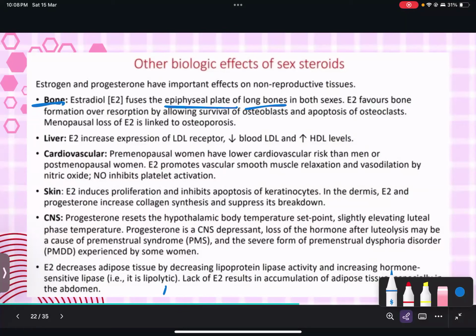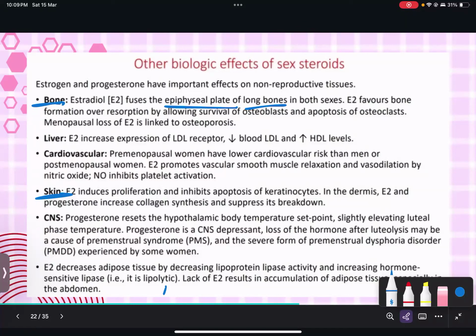Okay. Next up is the skin. What happens here is that the estrogen induces the proliferation and inhibits the apoptosis of keratinocytes. This is important because keratin is important for the skin. Not only that, the estrogen and the progesterone will increase the collagen synthesis and suppress its breakdown. Again, collagen is very important, and it does decrease as we age. So that's why the skin loses its elasticity and so on.